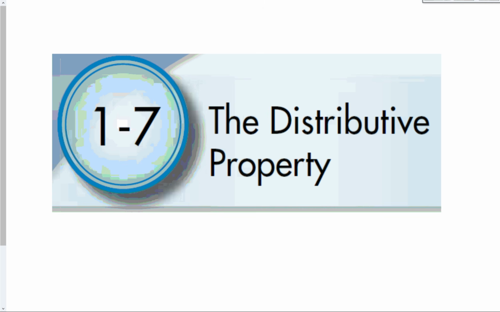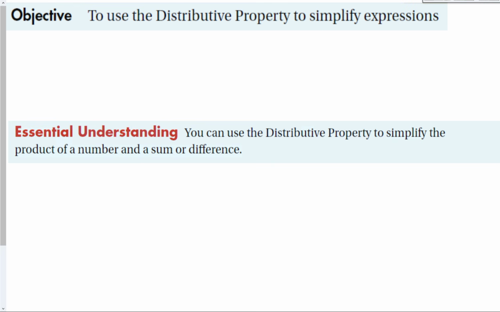1-7, the distributive property. Our objective for this lesson is to use the distributive property to simplify expressions. And our essential understanding is that we can use the distributive property to simplify the product of a number and a sum or difference. So hopefully you've seen the distributive property before and are okay with how it works.